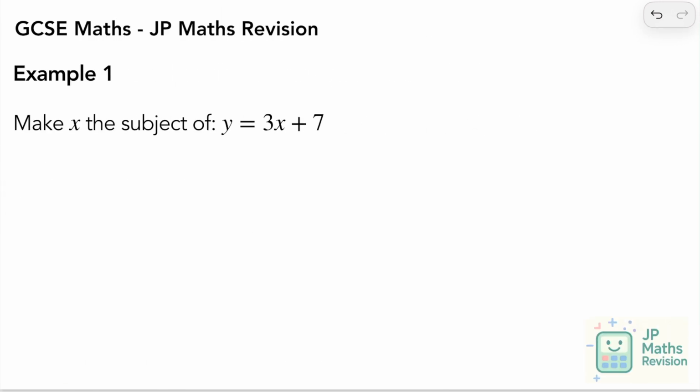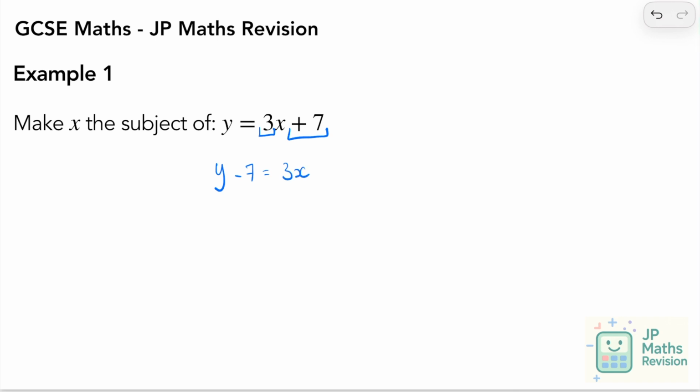So here's an example. We need to make x the subject. We have y equals 3x plus 7. To do this, we first need to ask what is in the way of x being by itself. The thing that's in the way of x being by itself is this 3 and this plus 7. So we first need to start by getting rid of the plus 7. We do that by minusing 7 from both sides. So we get y take away 7 equals 3x.